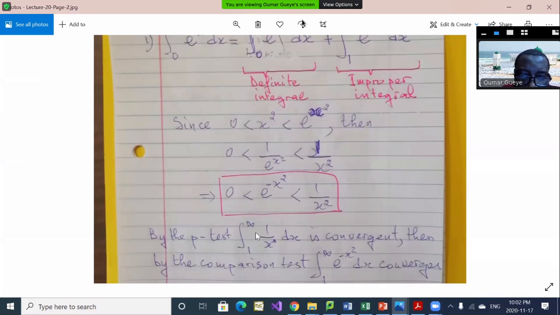I use the p-test. And to conclude, I'm going to use exactly what the comparison test says, because if this inequality is satisfied and the integral of this one is equal to a number, this one doesn't have a choice but to be equal to a number, because its integral is going to be between zero and a positive number. Okay, that's exactly what the comparison test says. So since the integral of this one is convergent by the p-test, it means by the comparison test, this integral is going to be also convergent, and done.